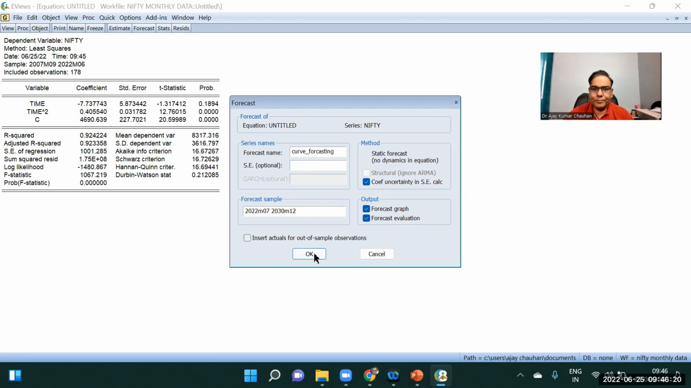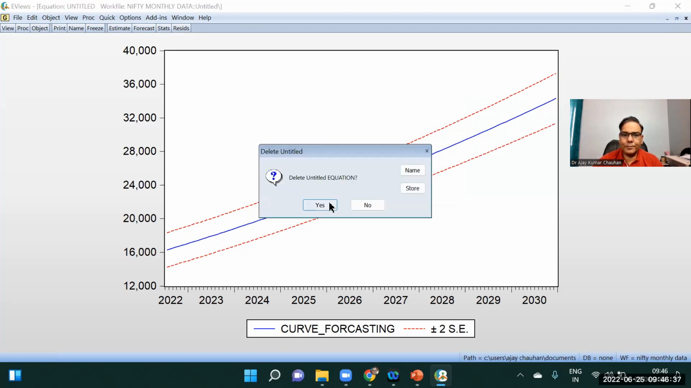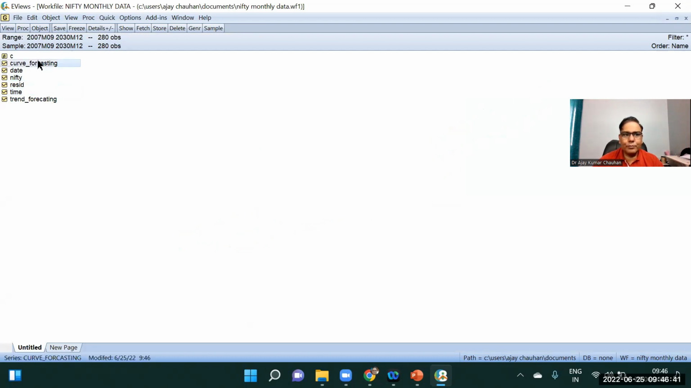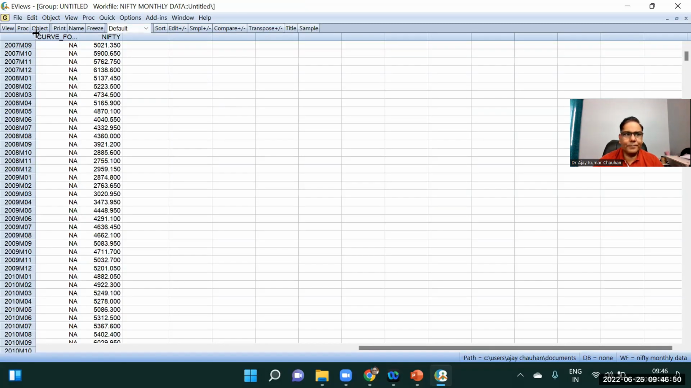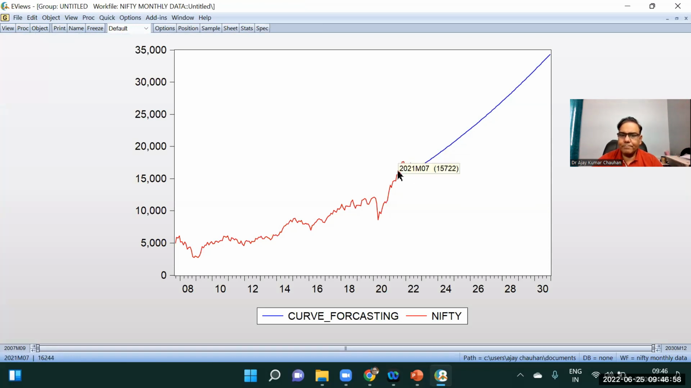And check this. Okay. Now, this is the way Nifty should move in the next 8 years. And we can see the graph separately also. Okay, let me minimize this. So if we want to see the curvilinear forecasting, select curve forecasting, select Nifty, and plot it. So you can see that this is the Nifty, because Nifty has shown curvilinear movement in the past 25 years. So in future, if Nifty will continue its past behavior, this is the expected values of Nifty in the next 8 years. So approximately it will touch 35,000 in 2030.